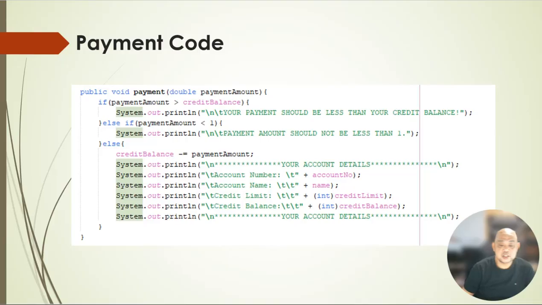The next method is the payment. After the validation of the account, it will go to this payment method with parameter payment amount. If the payment amount is less than 1, it would print payment should be less than 1. And if the payment is above the credit balance, it would print payment should be less than your credit balance. Credit balance minus payment, then assigning the value to the credit balance. After that, the system will print the updated account details.